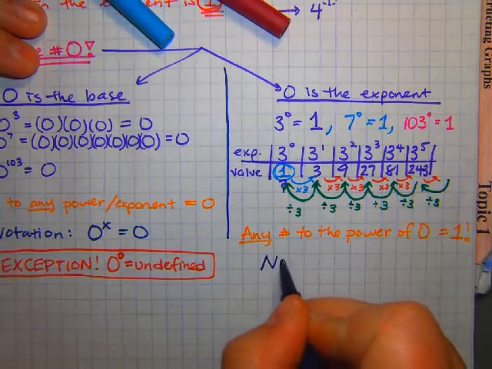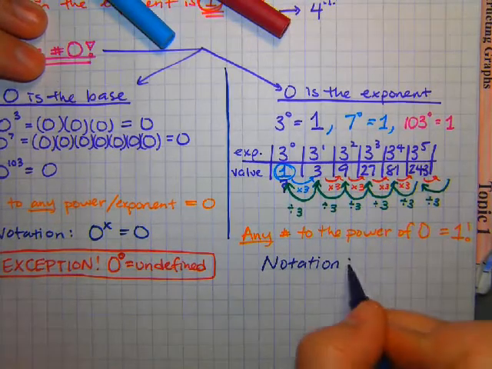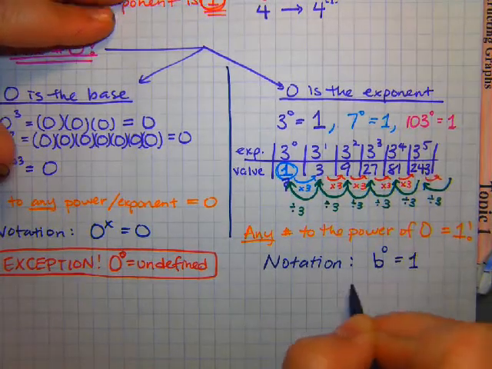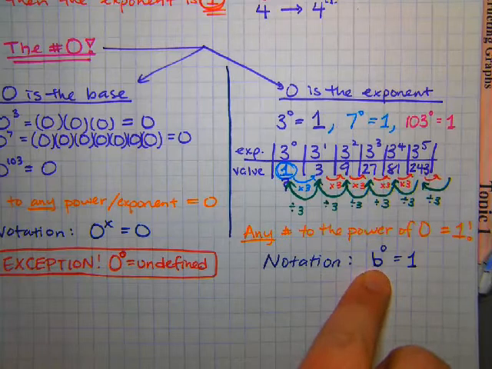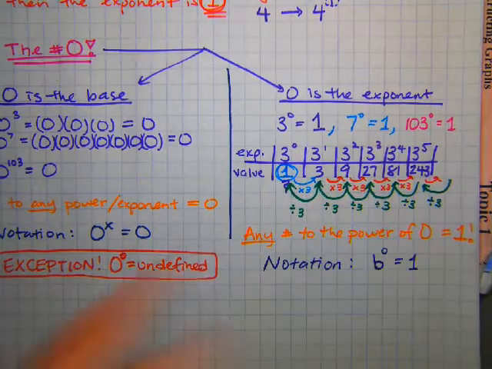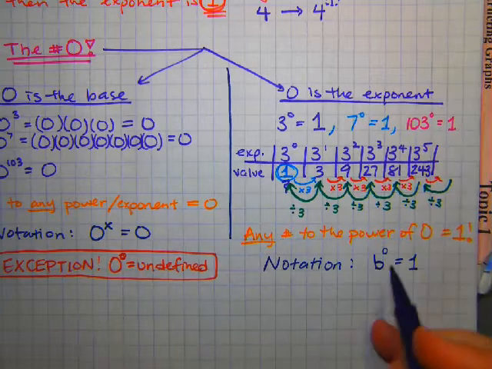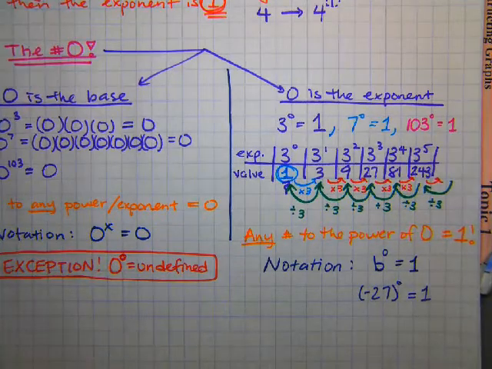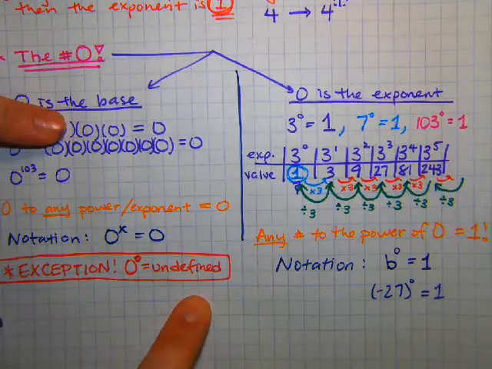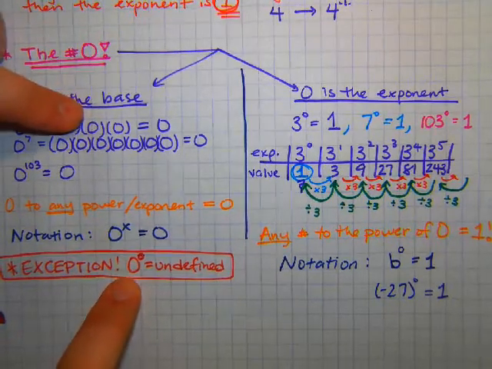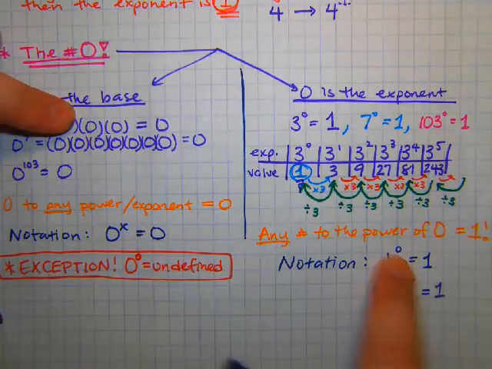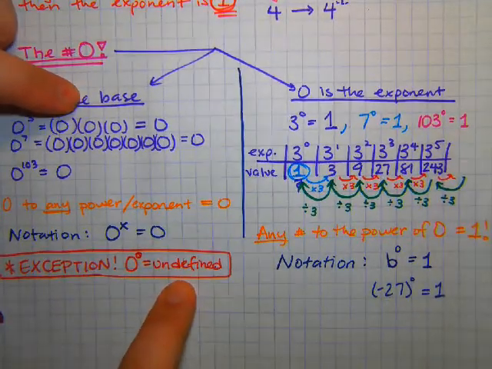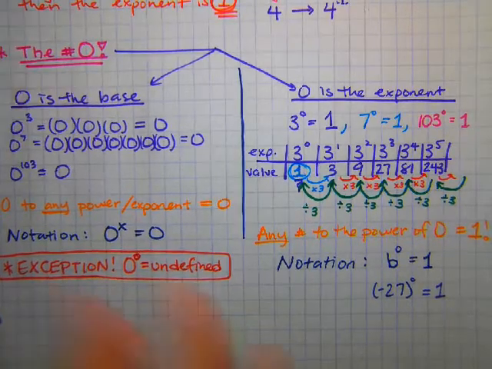So the notation for that is b to the 0 power is equal to 1. Always. No matter what b is. b could be 3, 7, negative 27, as long as it's raised to the 0 power. Negative 27 to the 0 power is going to equal 1. Okay, except 0 to the 0 power, which you write undefined. If you ever see that, you go, oops, because here's the rule. Any number to the 0 is 1, 0 to any number is 0. Well, this can't equal 0 and 1 at the same time, so we say undefined. So that's the only exception to this whole rule, okay?